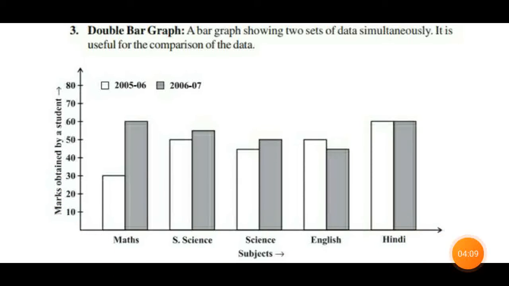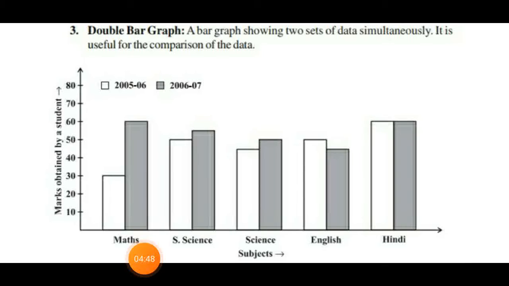When you study this type of data, some scales are there. The white square shows 2005-6 and the dark black square shows 2006-7. The first question is, what is the information given by the double bar graph? We are able to answer this question: the information about the subjects and the marks obtained by the students in the different years. And the second question, in which subject has the performance improved the most?